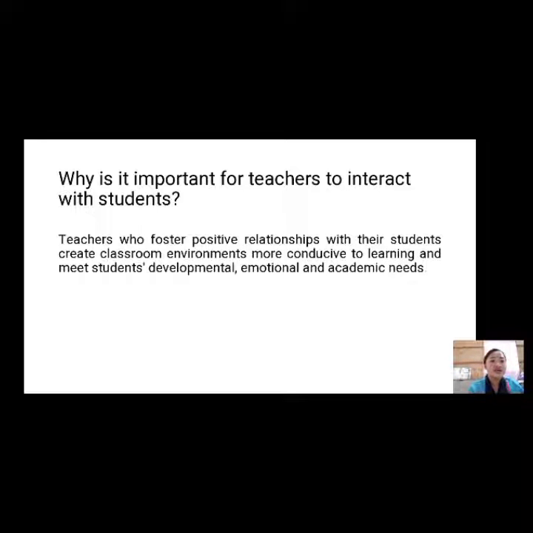There is a question here. Why is it important for teachers to interact with students? The answer would be, it is significant for teachers to interact with students because teachers are the ones who foster positive relationships with their students, which can create a classroom environment more conducive to learning and meet students' developmental, emotional, and academic needs. So that is the reason why teachers need to interact with their students.